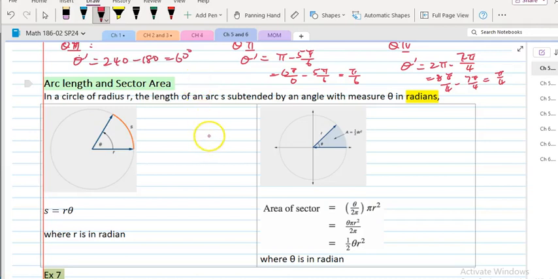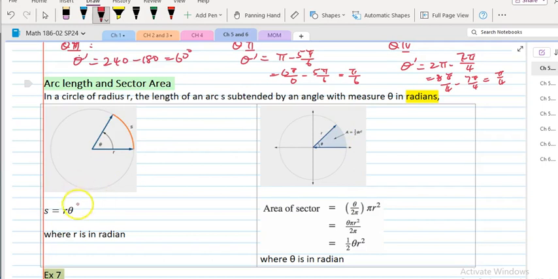Hello, pre-calculus student. In this video, we're going to talk about arc length and sector in chapter 5.1. When we introduce radian as an angle measure, it opens up a lot of opportunity to use a formula that can help us find the arc length of a circle and also a sector area, like the partial area of a circle, not a full circle's area.